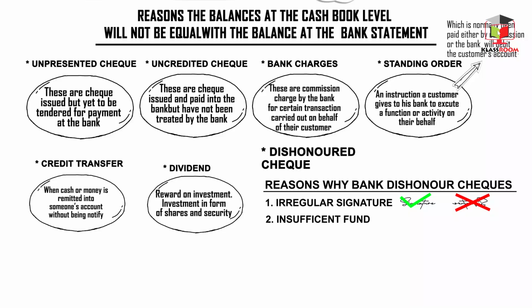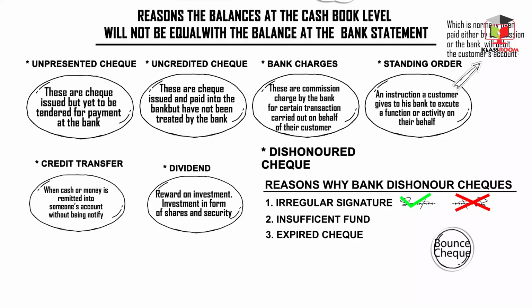A check can be dishonored for various reasons. One, irregular signature. On the check, you have two portions for signatories. If the signatories are not the same, the bank has the authority to reject such checks.